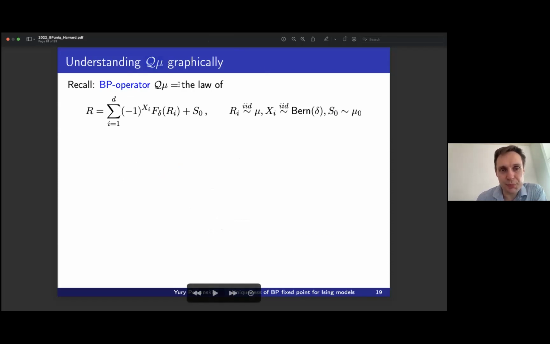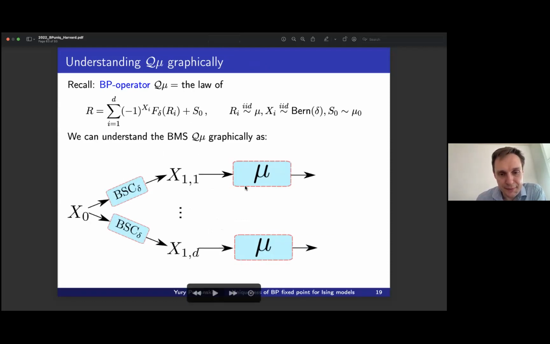Now we can actually understand this Q mu operation graphically. Remember, Q mu was the law of this random sign. Here is how we can represent this BMS Q mu. If these channels are mu's, and we have D copies here, then this strange operation Q mu corresponds to composing these channels in this fashion. We take D copies of the mu channel, and then we attach to their inputs bits which are delta correlated to the original bit x0. So this is what Q mu is. It starts with this binary input channel mu, and produces a new binary input channel by taking D copies of mu.